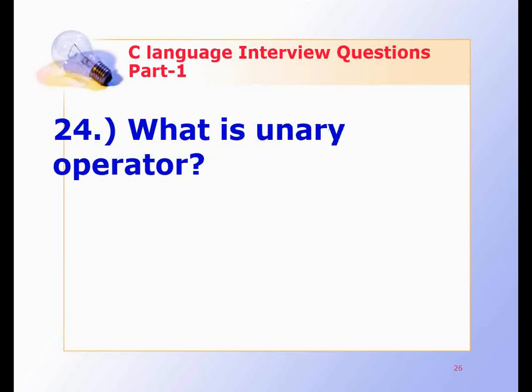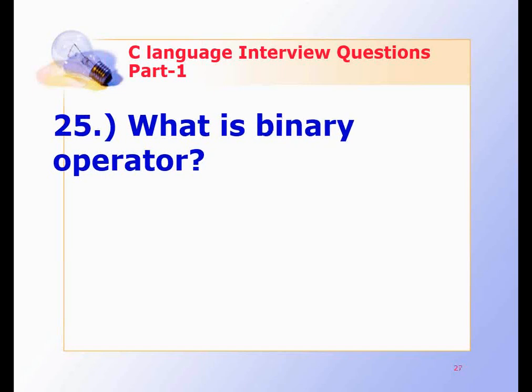What is a unary operator? Unary operators are those operators which operate on one operand, for example A++, A--, etc. The letters A, B are called operands, and ++ and -- are called operators. What is a binary operator? A type of operator that works with two operands is known as a binary operator.